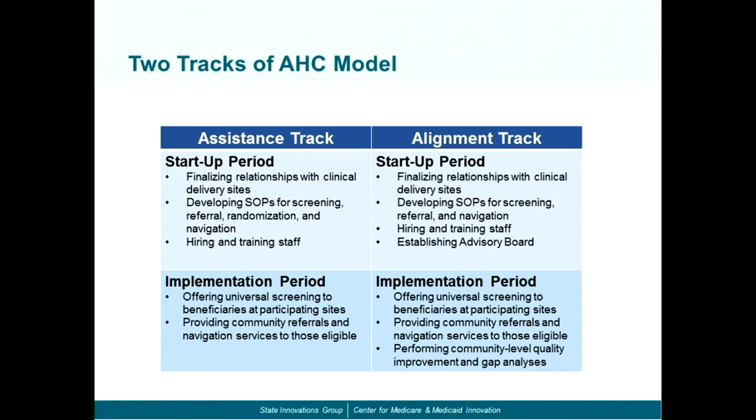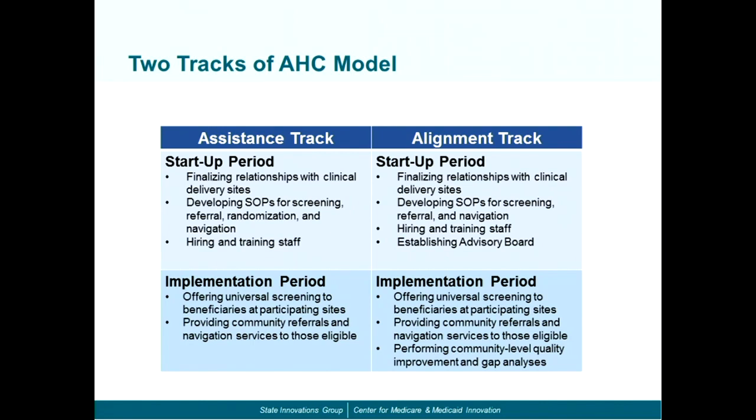So the AHC model has two tracks. It has what's called an assistance track and then what's called an alignment track. The tracks are quite similar in that in both tracks, bridge organizations are doing all of the things that are listed on the left here. So they're building relationships with clinical delivery sites that are going to implement the model in terms of screening beneficiaries and then connecting them through to navigation. They're developing processes for screening, referral, and navigation.